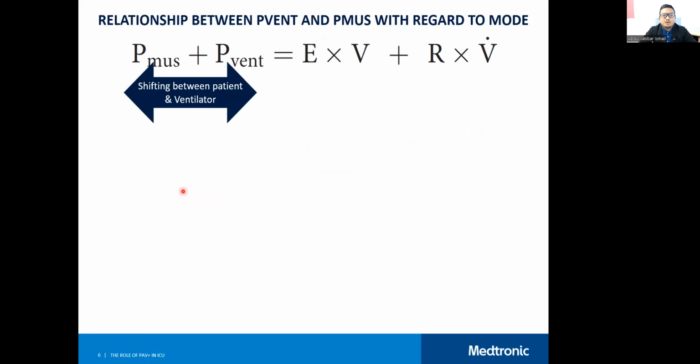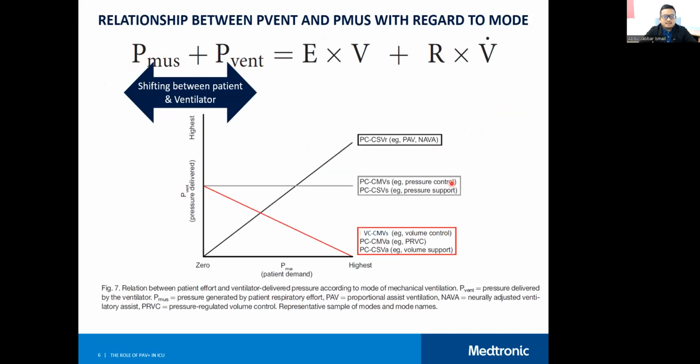So as I said before, until the patient is extubated, when the patient wakes up, the work between the ventilator and the patient will be shifting. Sometimes more on the ventilator, sometimes more on the patient, to overcome these two, elastic and resistive load. This is the summary by the Cleveland Clinic group in the article published by them to explain the relationship between the PVENT and PMUS with regard to the ventilator mode.